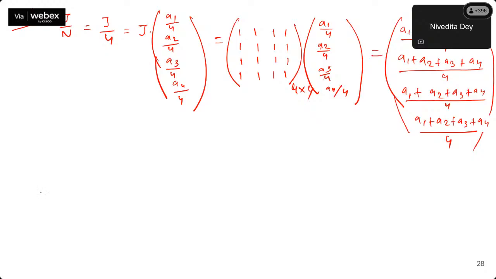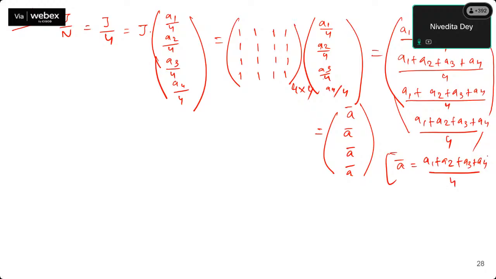Right? And what is this thing? This is nothing but the mean amplitude of a1 till a4. So we can write it down as j by n. Okay, so j by n is giving me what? A bar, a bar, a bar, and a bar, where a bar is nothing but a1 plus a2 plus a3 plus a4 by 4, the mean amplitude of all the amplitudes.